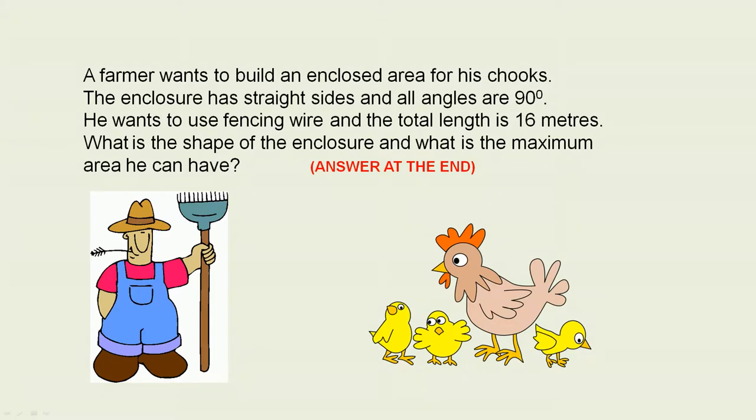A farmer wants to build an enclosed area for his chooks. The enclosure has straight sides and all angles are 90 degrees. He wants to use fencing wire and the total length is 16 metres. What is the shape of the enclosure and what is the maximum area he can have? And the answer will be given at the end.